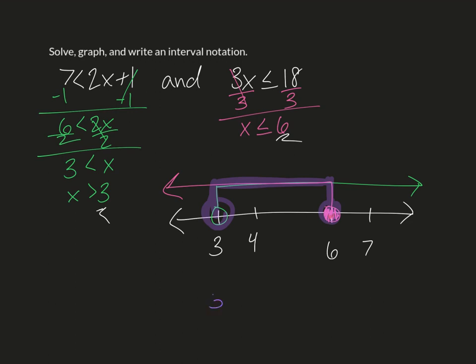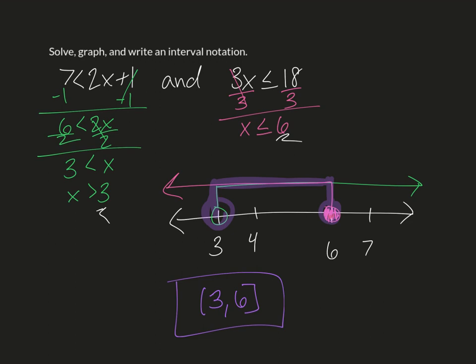So it starts at 3, and it goes to 6. 3 is an open circle. So remember, with interval notation, if it's not a possible answer, you use a parenthesis. 6 is a closed circle. So remember, with interval notation, I am going to use a bracket. And this would be the answer in interval notation.